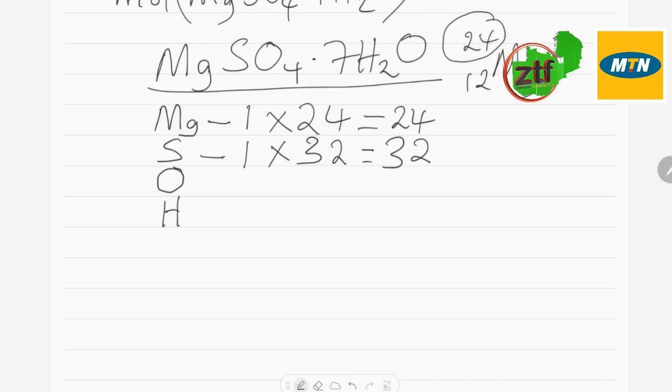We also have oxygen atoms. Now, here we have to be very careful. Remember, there are 4 oxygen atoms. There's also this 7 on the hydrate, meaning it will be 7 plus 4, making them 11, times the molar mass for oxygen, which is 16. We can calculate that. 11 times 16 will give us 176.